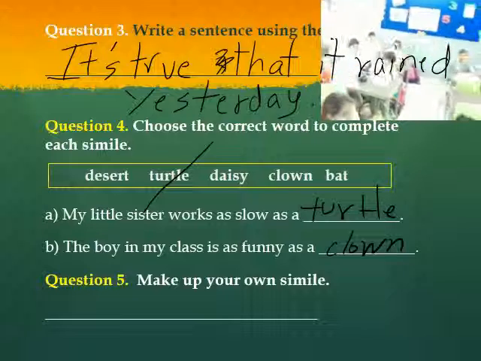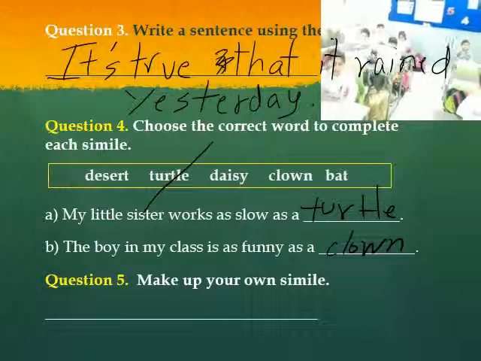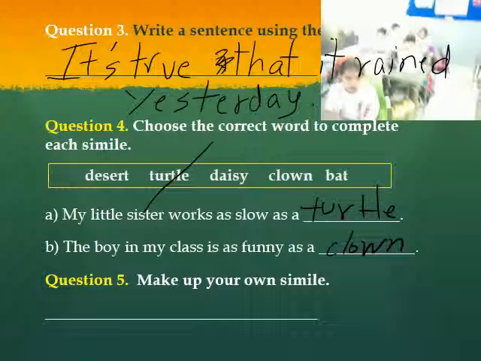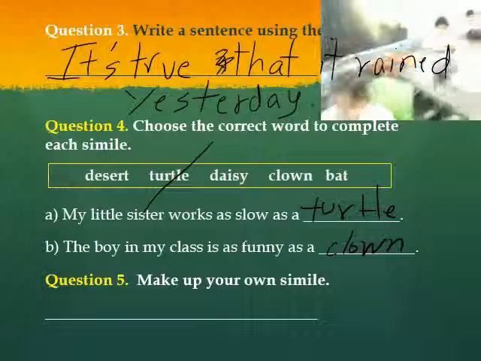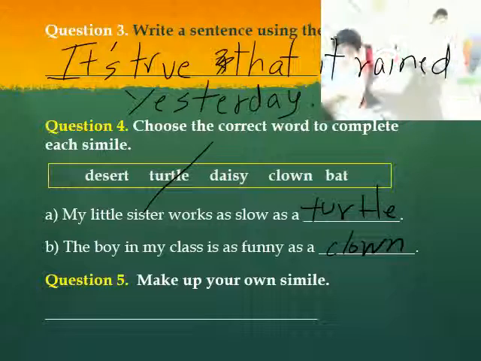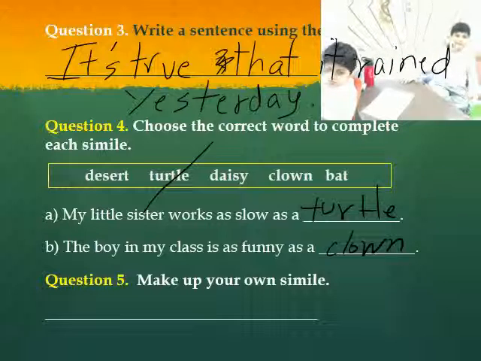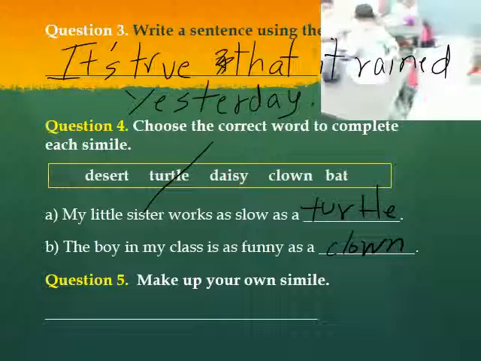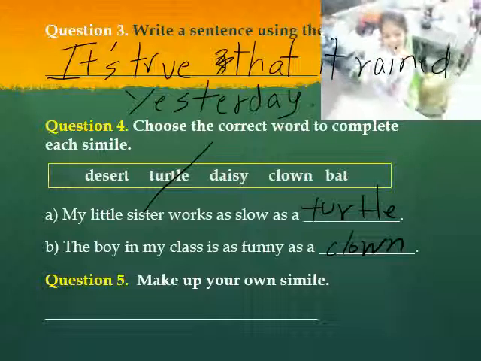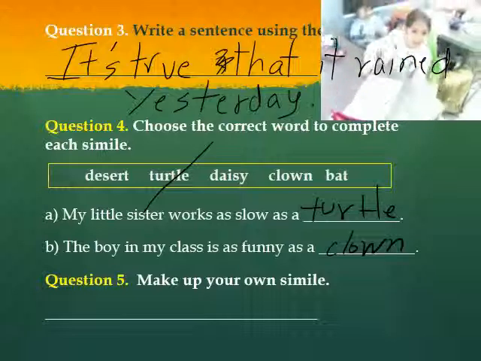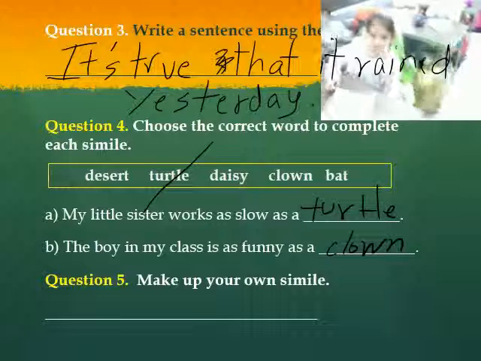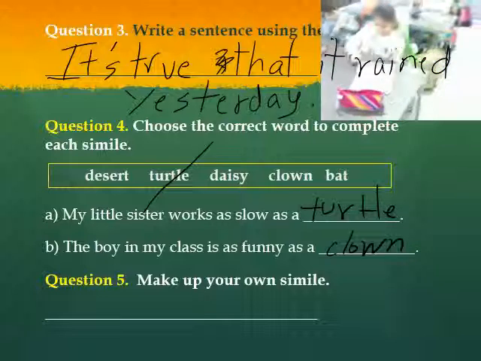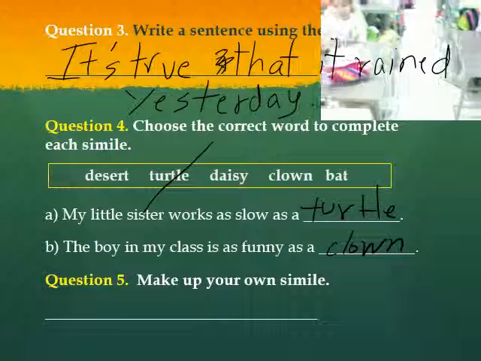Question 5. Make up your own simile. So you have to compare two things to each other and use the words as or like. Okay, what's your example? My brother is as tall as a tree. Very good. Who else has an example? Yes, Mia? My grandma is as slow as a turtle. I can also say another example.